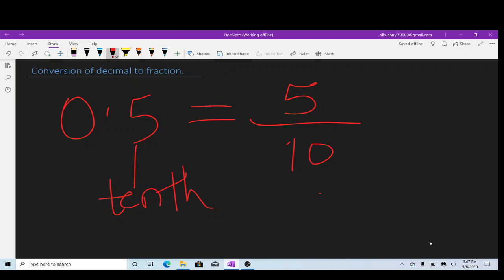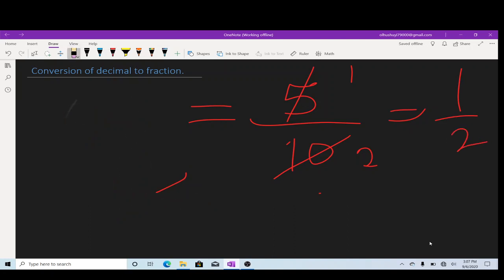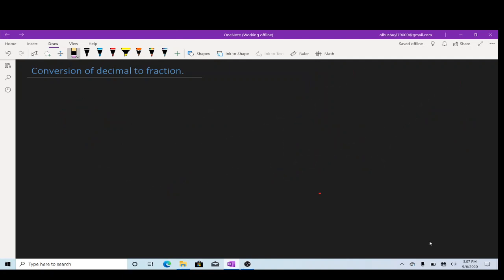If the place value is 100, it will be what? I will give an illustration on that. You have 5 upon 10. Then break this down. How do you break this down? 5 will divide 5, 5 will divide 10. So 5 and 5, 1. 5 and 10, 2. So you have 1 upon 2. Isn't it?